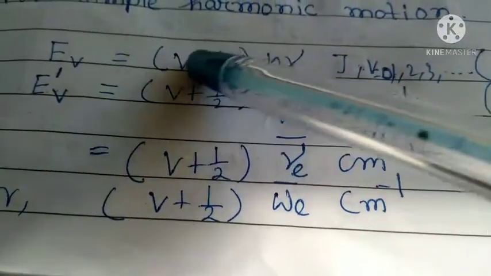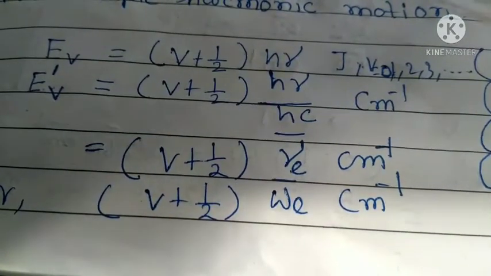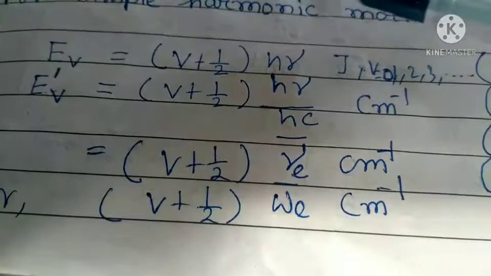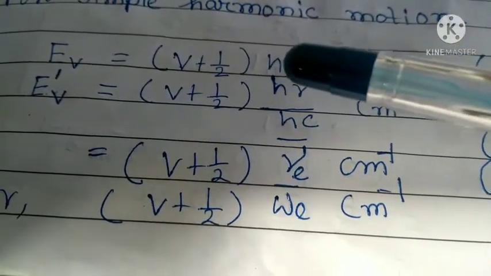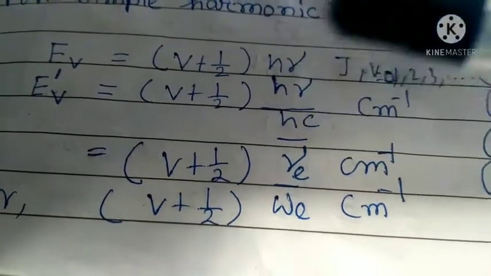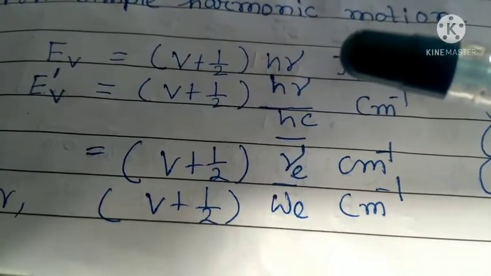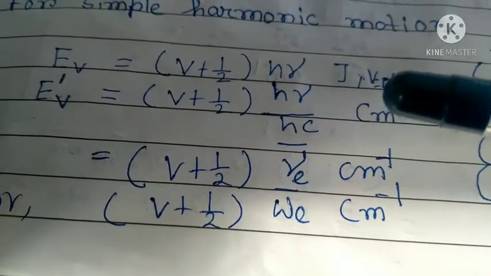And how do we get this expression? By solving the Schrodinger wave equation, and by assuming that each energy level is quantized, and a molecule or a particle can only have some discrete energy. Okay, a discrete value of energy, not any value.